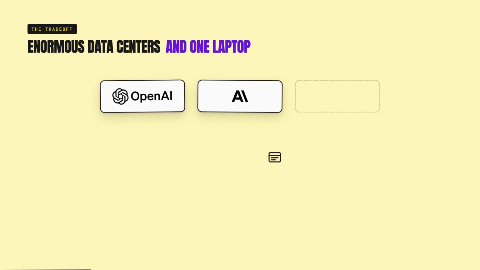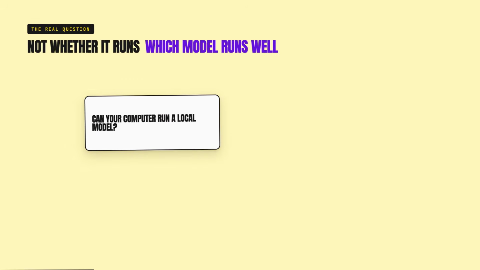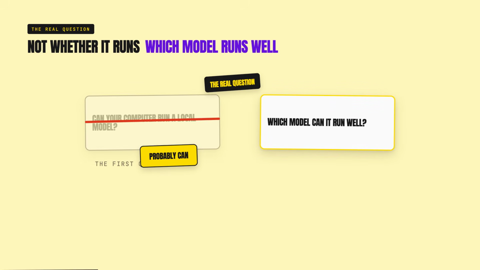OpenAI, Anthropic, and Google have enormous data centers. You have a laptop. So the first real question is not whether your computer can run a local model. It probably can. The question is, which model can it run well?